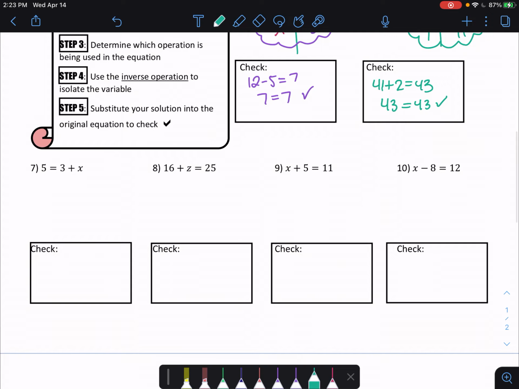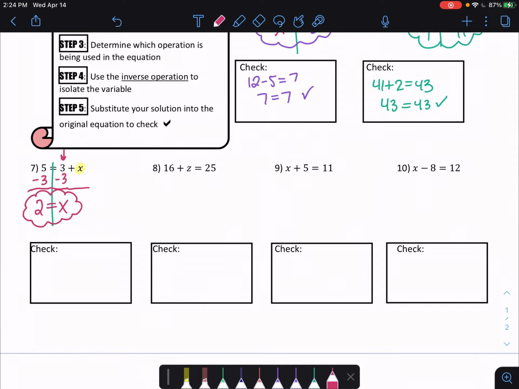Okay, so for number 7, I'm going to draw a line through the equal sign. I'm going to highlight my variable. And in this one, it says 3 plus x. And the thing that I'm looking at here is this number and the fact that that number is positive. Because that number is positive, I'm going to use a minus sign to undo it. So I'm going to subtract 3 from both sides. So 5 minus 3 is 2, and then x is left on the right-hand side.